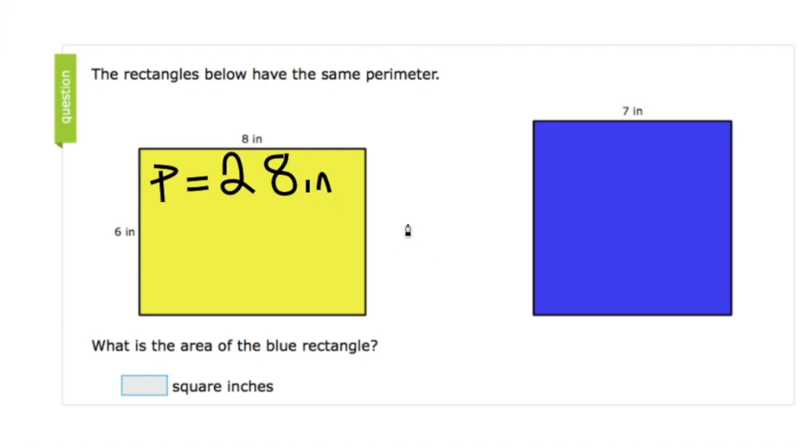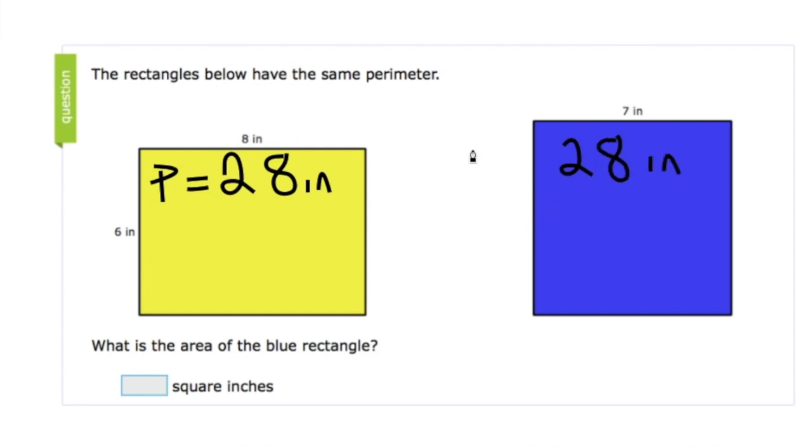Okay, let's double check our blue to make sure it's also 28. It is a square, so we will add 7. I'm going to count in sevens 4 times. 7, 14, 21, 28, and so our perimeter is in fact 28 inches.